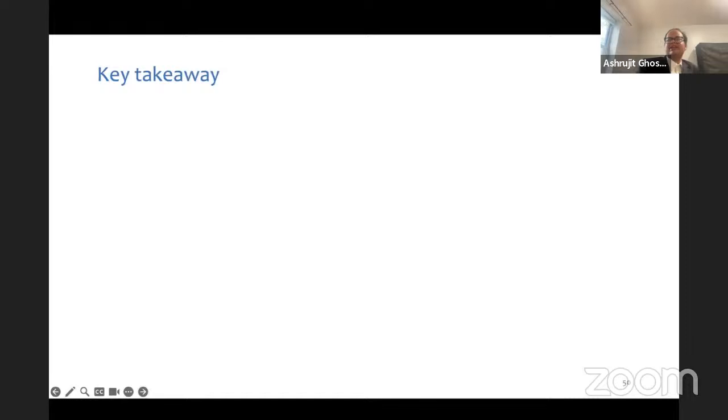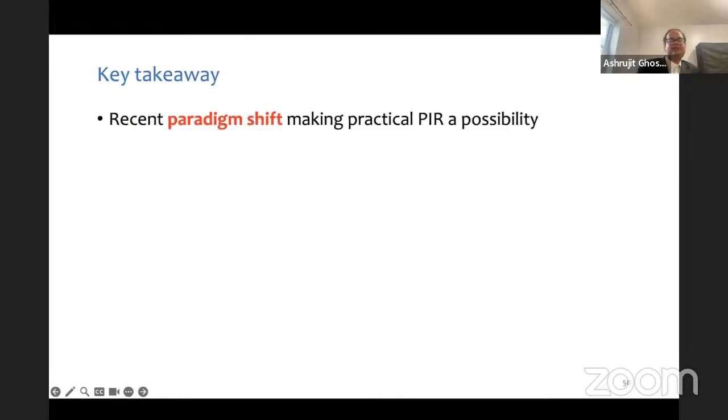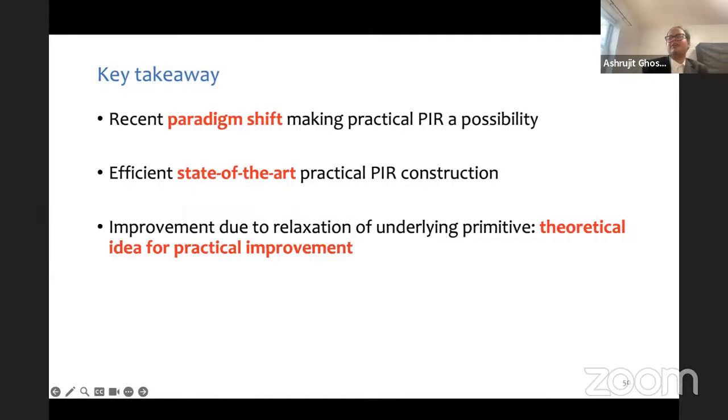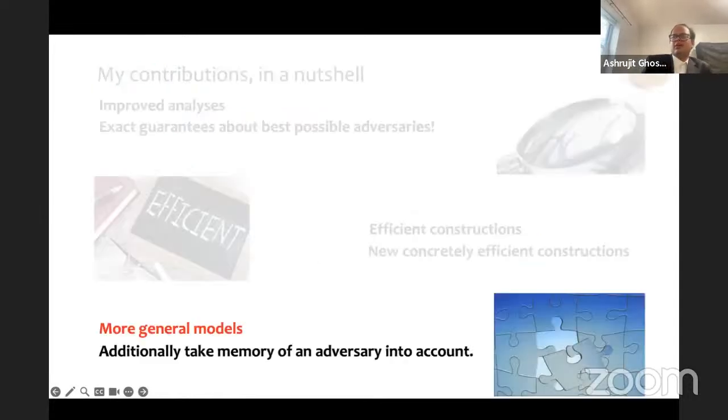With that, I'll summarize the key takeaways from this line of work before moving on to the last part of this talk. There's been a recent paradigm shift that's made practical PIR a possibility in the future. My recent work is the current state of the art for practical PIR constructions. And my improvement comes completely down to a relaxation of the definition of an underlying theoretical primitive.